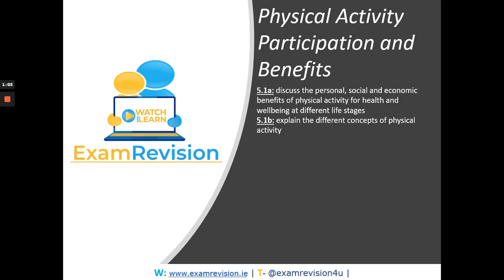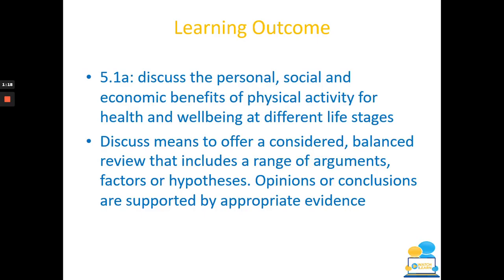So our learning outcomes today from topic 5 will be to discuss the personal, social and economic benefits of physical activity for health and well-being at different stages of life, and also to explain the different concepts of physical activity. So our first learning outcome that we're going to address today is to discuss the personal, social and economic benefits of physical activity for health and well-being at different life stages.